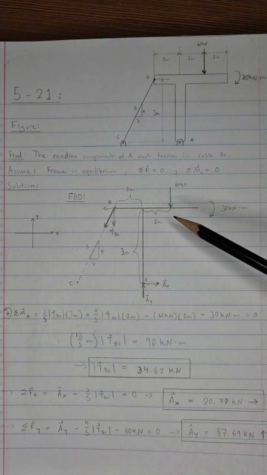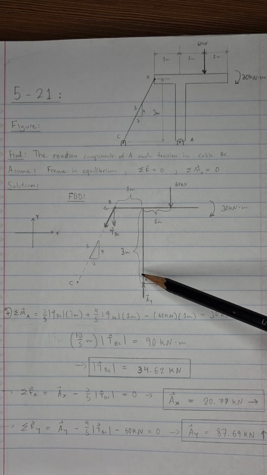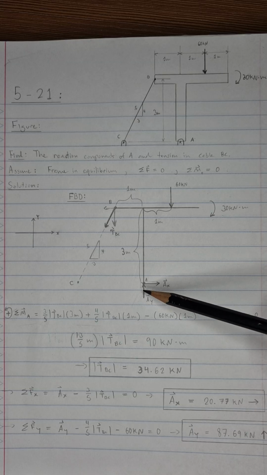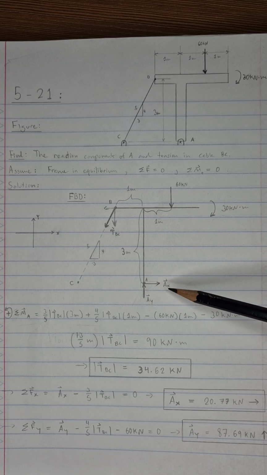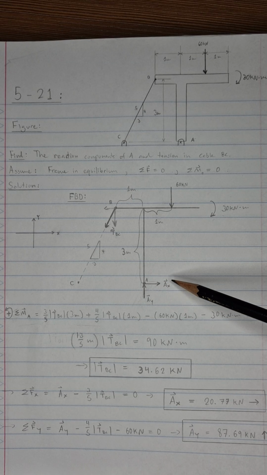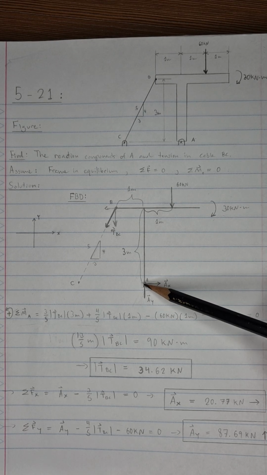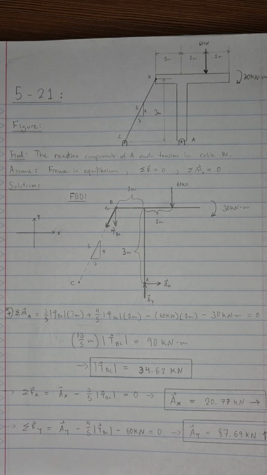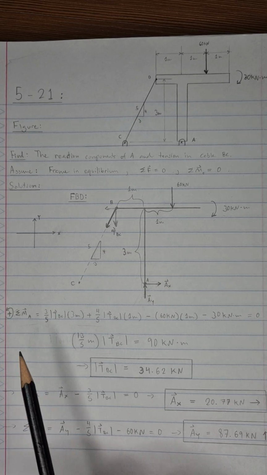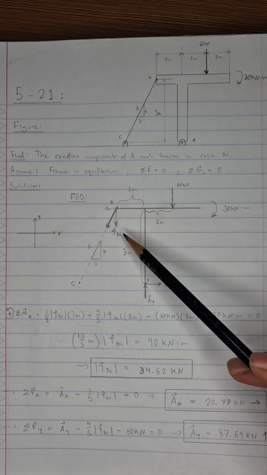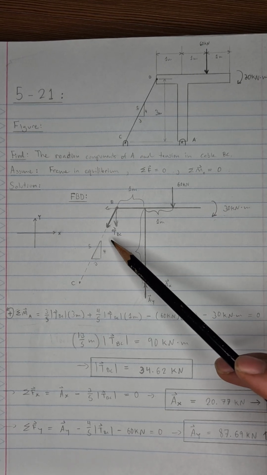So the way I approached this problem was to first sum moments about point A, and if we do that, we don't have to involve the unknown reaction components AX and AY, since their lines of action intersect through point A. And so if we sum moments about A, we're able to outrightly just solve for the tension in this cable.